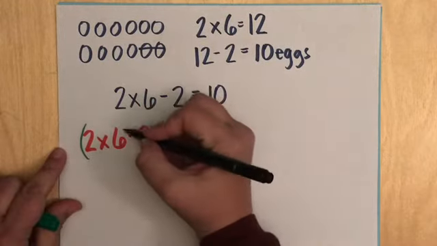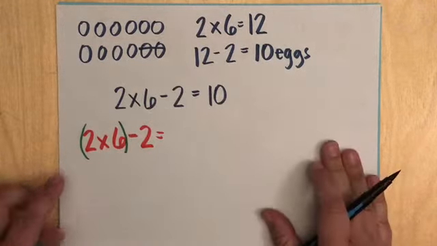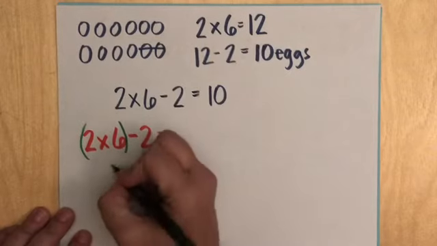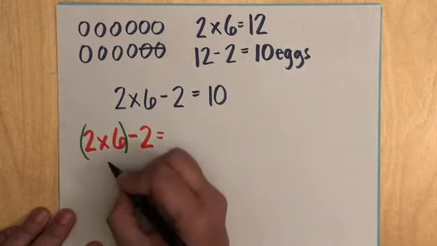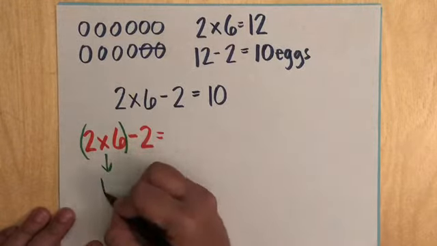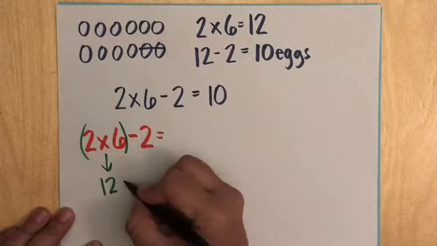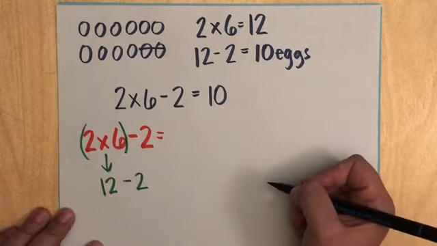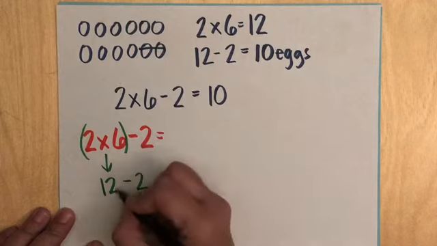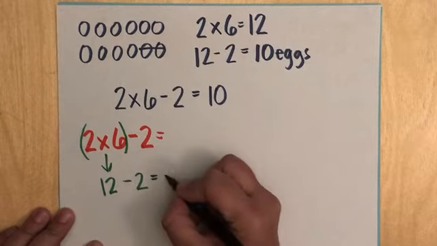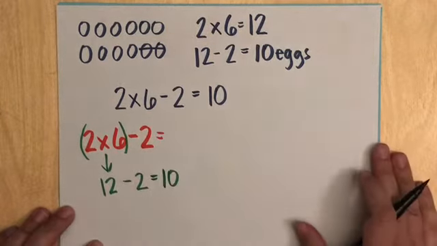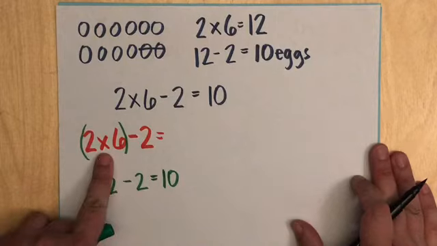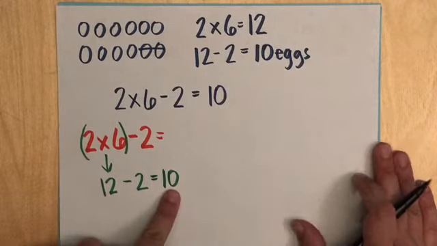Put parentheses around your 2 times 6. Let's see. 2 times 6, solve it with me. What is that? Good, it's 12. And we still need to do the minus 2 because we haven't done that yet. So 12 minus 2 equals 10. Okay, when we did our multiplication first, we still got the answer of 10.